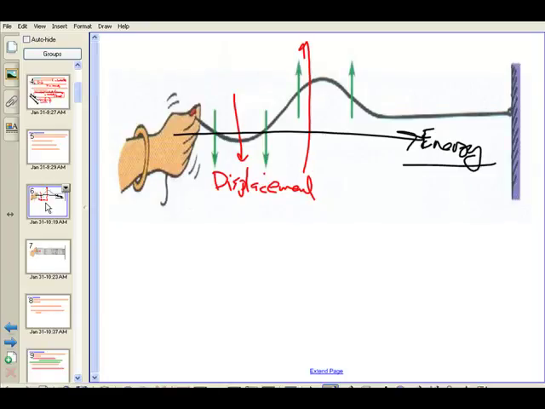Out that way, it would have worked any way I pulled it, but still the medium is going to move it transverse to the motion of the energy.